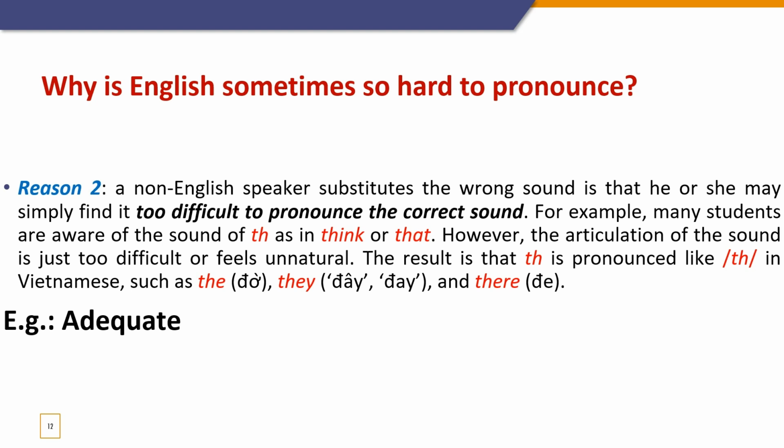Reason number 2. A non-English speaker substitutes the wrong sound because he or she may simply find it too difficult to pronounce the correct sound. For example, many students are aware of the sound th as in think or that. However, the articulation of the sound is too difficult or feels unnatural, right? The result is that th is pronounced like a Vietnamese sound, such as d in the instead of the. They instead of they. They instead of there.